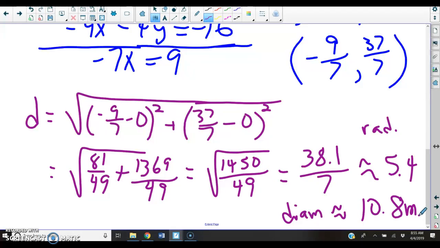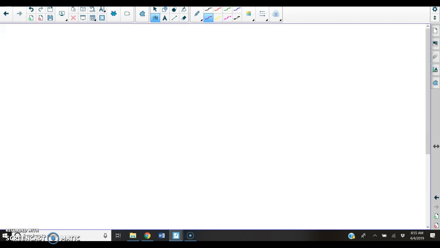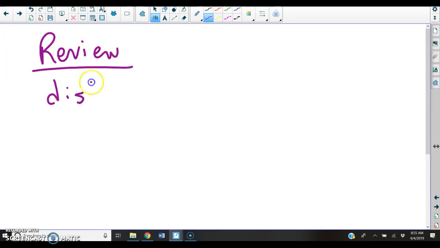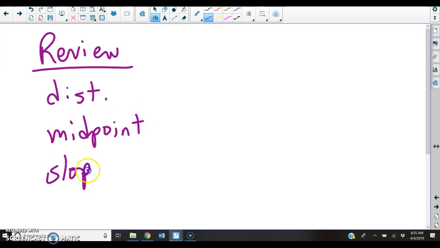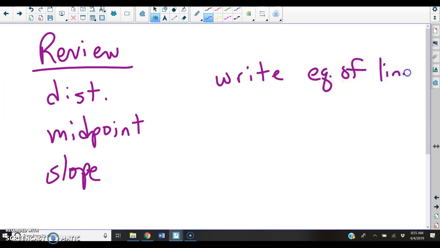Wow, involved problem. Look at all the math that is in that. I think that's fun. You guys probably think it's boring. Okay, that was the last one, but remember what we were doing? We reviewed some geometry concepts. We reviewed the distance formula. We reviewed the midpoint formula. We reviewed slope. And we reviewed writing equations of lines. We reviewed finding a solution to a system.